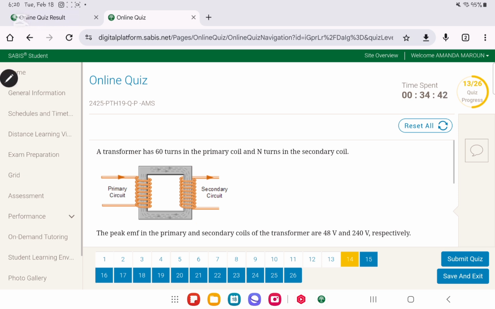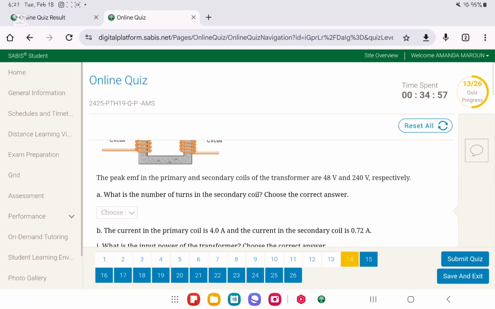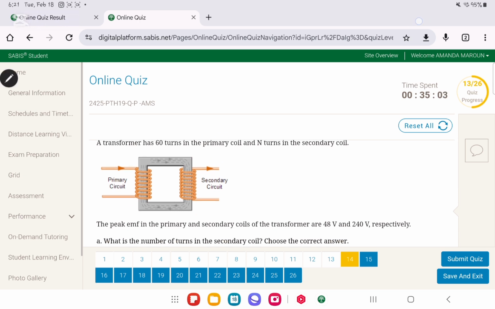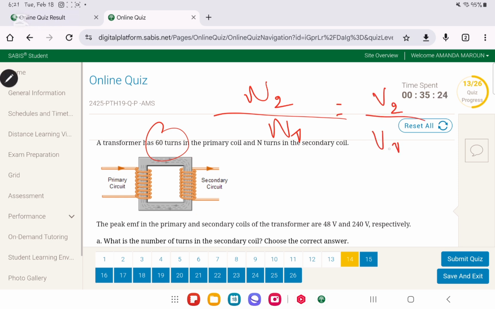We move on to question number 14. A transformer has 60 turns in the primary coil and N turns in the secondary coil. The peak EMF in the primary and secondary coils of the transformer are 48 volts and 240 volts. Now they need the number of turns in the secondary coil. Keep in mind that the primary coil has 60 turns. So what is the equation we need to follow? It is very simply N2 over N1, the number of turns in the secondary coil over the number of turns in the primary coil, is equal to the voltage on the secondary coil over the voltage in the primary coil.